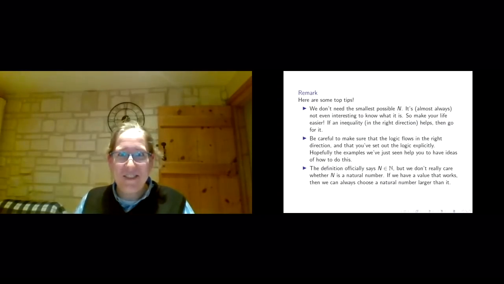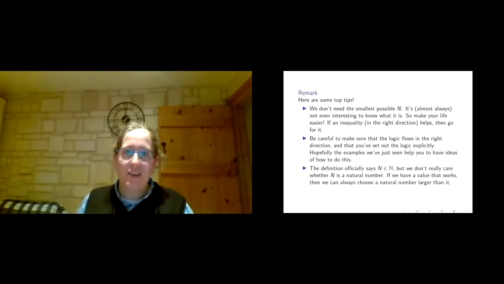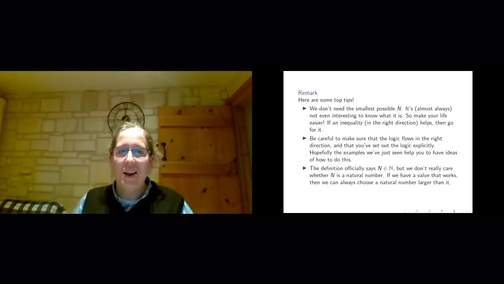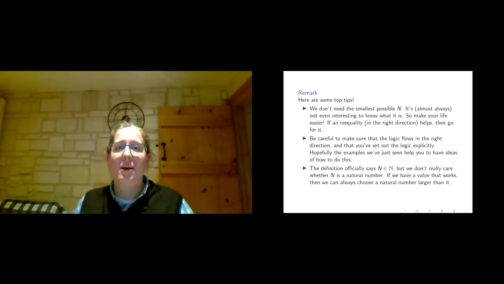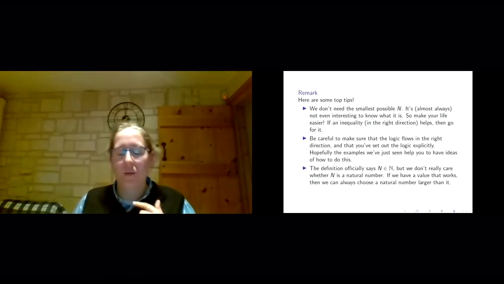We are nearly at the end of this long video. Let me just finish with some top tips for you. So I've just stressed we don't need the smallest possible n. Do make your life easier. Make sure your inequalities are in the right direction. Think about the logic. Make sure that the logic goes the way you want it to. It's very easy to end up going backwards.